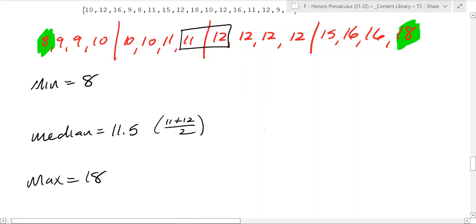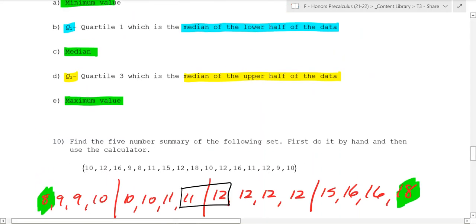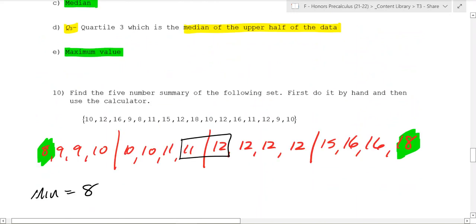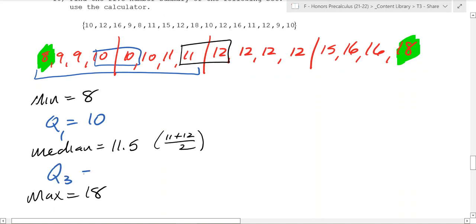And remember, we need quartile 1 and quartile 3. Quartile 1 is the median, the middle of the lower half of the data. So the lower half of the data is right here. So what's in the middle? 10 is in the middle. So quartile 1 is 10. And then quartile 3 is going to be the middle over here. But there's two numbers there. So it's 12 plus 15 divided by 2, which is 13.5.